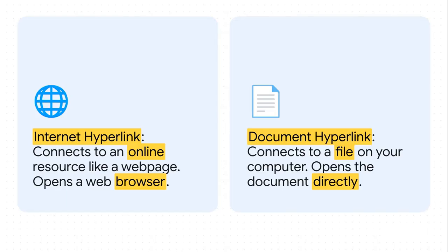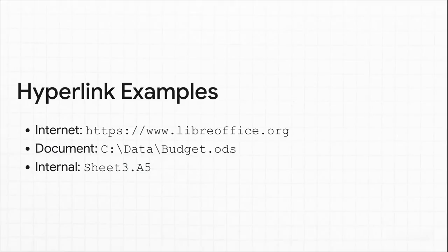So it's pretty simple, really. An internet hyperlink is for anything online. You click it, and your computer opens a web browser. A document hyperlink is for your local files. You click it, and it just opens that spreadsheet or that PDF directly. No internet needed. Let's look at a few quick examples.